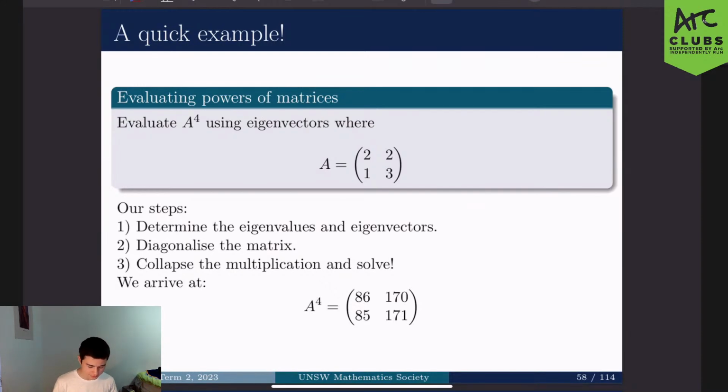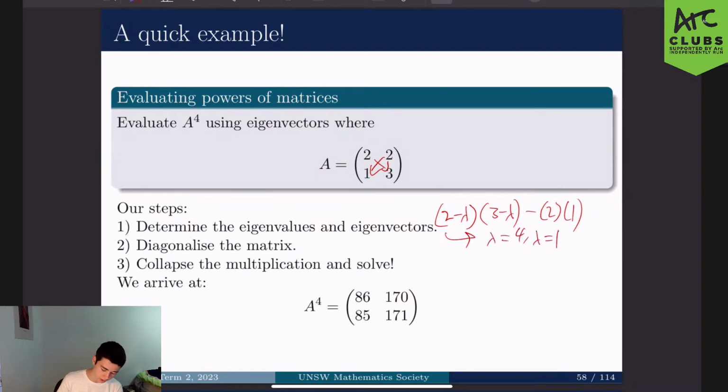Okay, so our quick steps are going to be: determine the eigenvalues and eigenvectors. So we take the determinant, which is going to be, well, remember, take away lambda, so (2 minus lambda) multiplied by (3 minus lambda) minus 2 times 1. Yeah? And when we solve this, we arrive at lambda equals 4 and lambda equals 1.